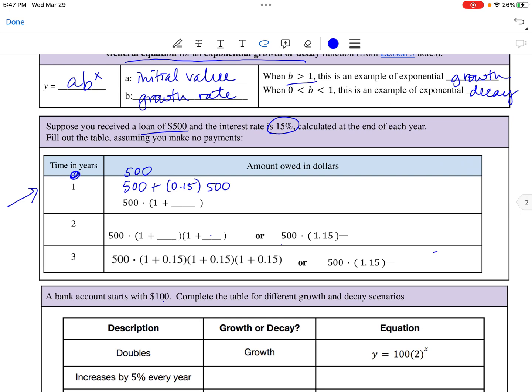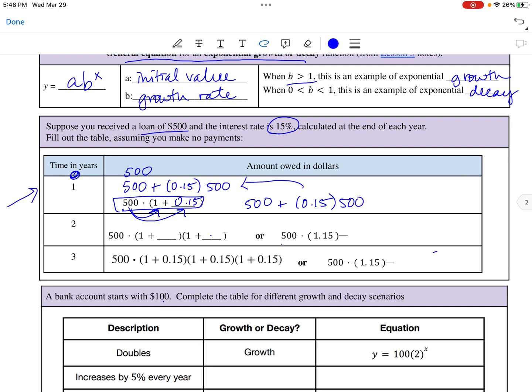Now, another way to write that, you'll get the same answer as if you write 500 times 1 plus the 15% here. So basically what that's doing is saying the 1, 500 times the 1 is going to give us, you can do distributive property. That's 500 times 1 is 500. 500 times 0.15 is 0.15 times 500. So it gives us the same thing that we were doing on the last page, but it's a more compact way to write it.